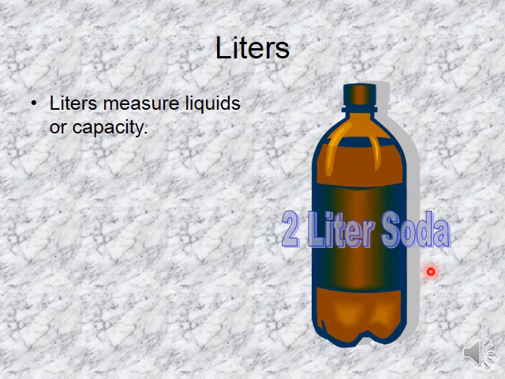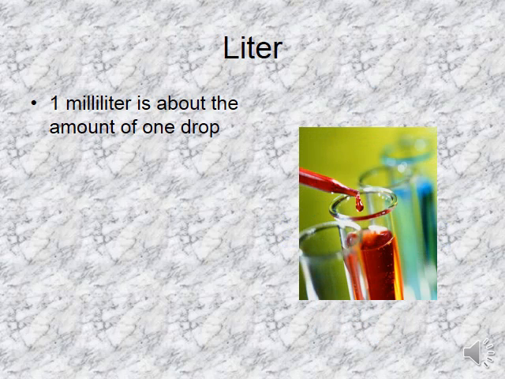Okay, so liters. Liters measure liquids or capacity. When we think of liters, we think of going to the store and grabbing your favorite soda. 1 milliliter, or 1,000th of a liter, which is the base unit, is about the amount of 1 drop from an eyedropper. Tiny, tiny bit. So if you get 1,000 of these, you have 1 liter.